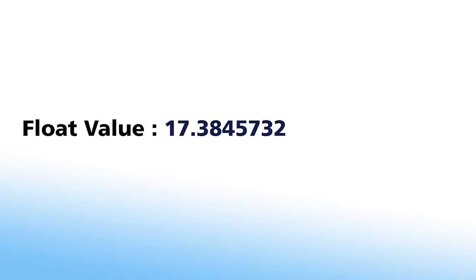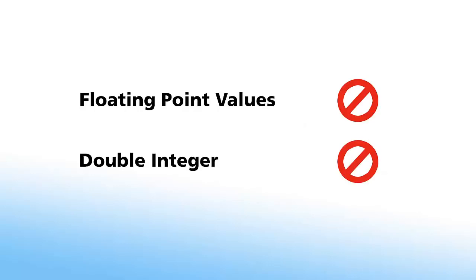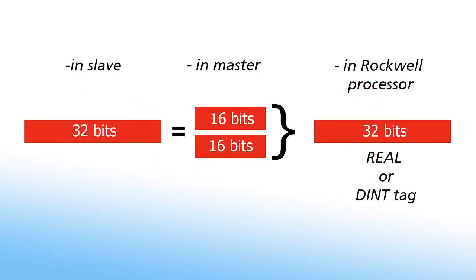Float values are any real number with a decimal point that is represented by a 32-bit register. Double integers, or dints, are simply 2 16-bit values stacked together, also represented by 32 bits. This presents a small problem since Modbus does not have a float or dint data type. The solution, obviously enough, is that the 32-bit value is broken into 2 separate 16-bit registers and then recombined into a 32-bit real value. This is accomplished by copying the 2 16-bit registers to one real tag in the Rockwell processor.